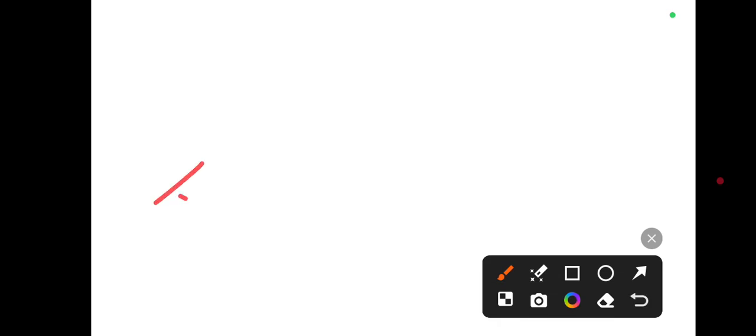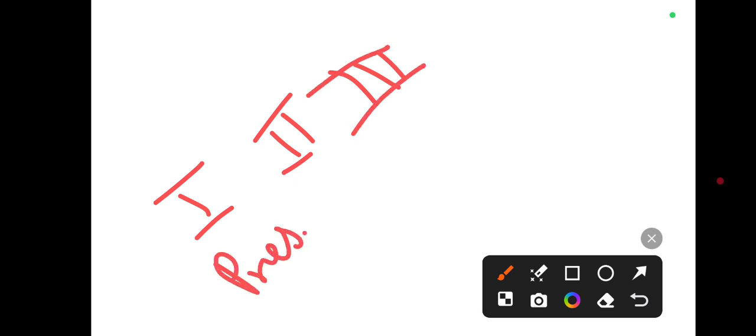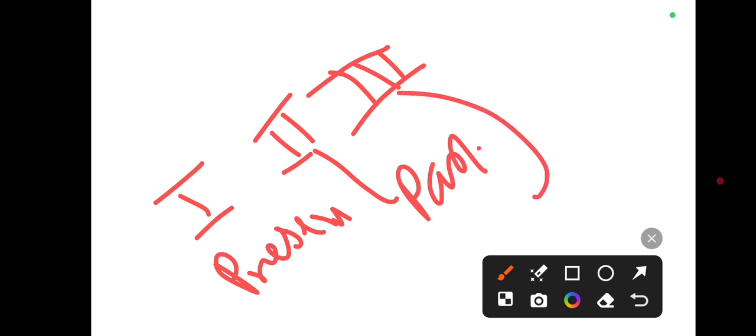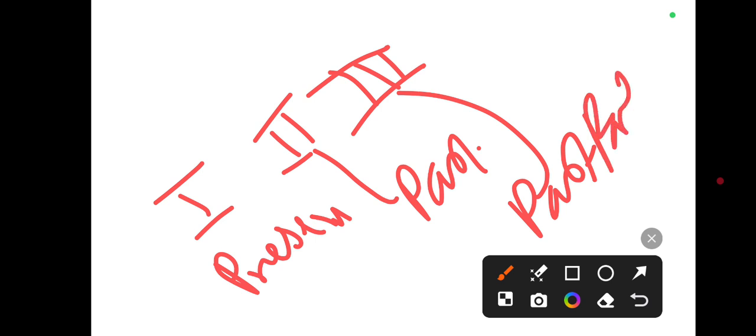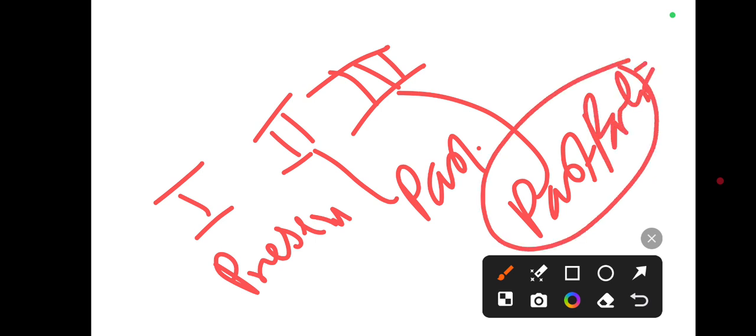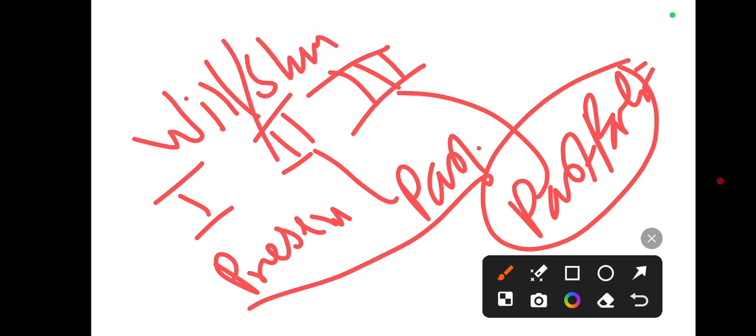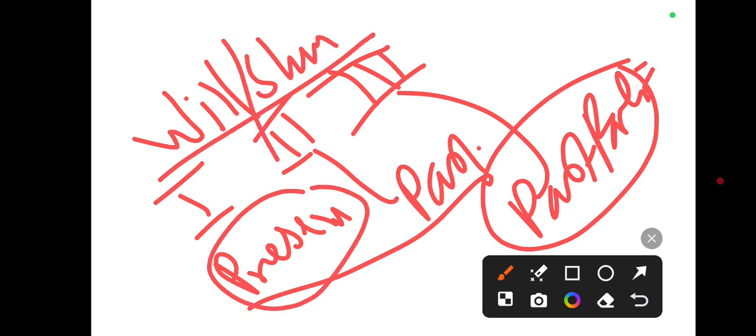The general notion is that there are three forms of verb: first, second, and third. Suppose the first is present, the second is past, and the third is not future, mind you, the third is past participle. What is past participle? I will tell you later. Here we are using will or shall for future. Will and shall are always followed by the first form of the present tense, so it is not present, because we are making it future with will or shall.